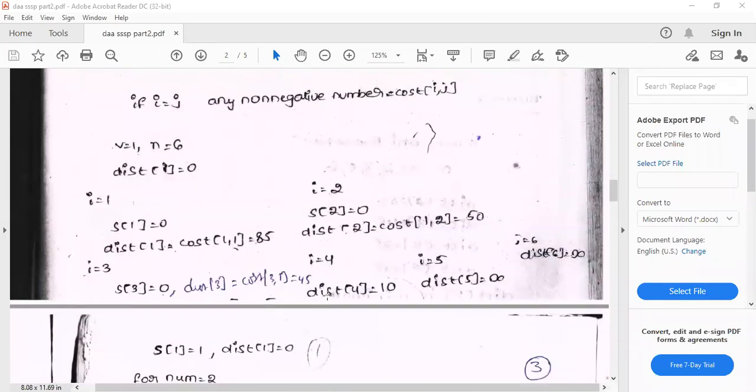And next is distance 4 equal to 10, that is 1 comma 4 equal to 10, distance 5, 1 comma 5 equal to infinity, distance 6 equal to 0. Here S of i equal to 0.